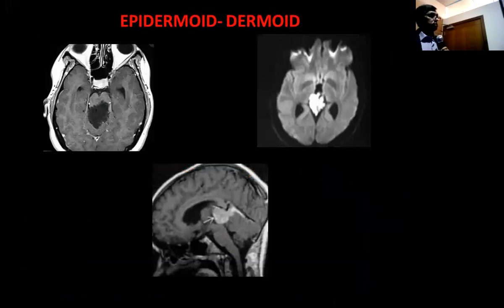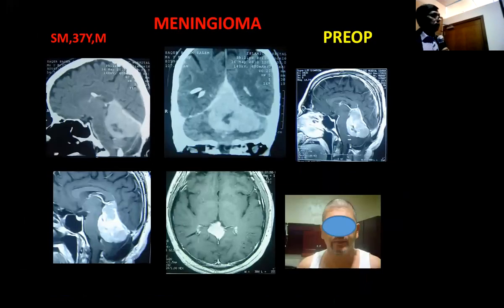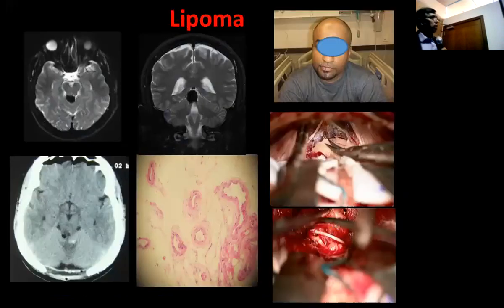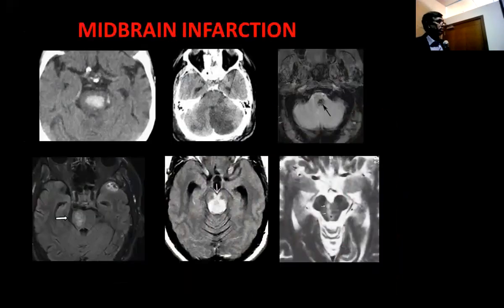Epidermoid going into the midbrain, or a meningioma going into the whole of the brainstem, or a lipoma like this. Again, we discussed this last time in the pineal lesions. This is the operative photo where you can see the lipoma sitting at the back of the midbrain, and this is the fourth nerve. Other diseases that affect the brainstem, you can get infarct.